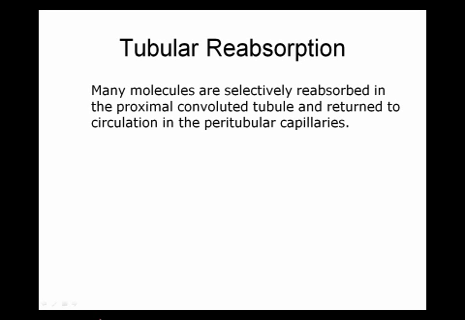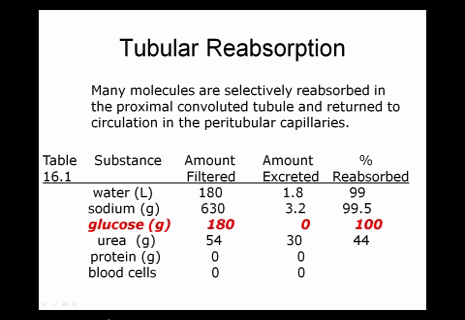Many molecules are going to be selectively reabsorbed. They are going to be pulled from the filtrate back into the blood. This begins in the proximal convoluted tubule, continues down through the loop of the nephron. So some molecules that originally were filtered, put into the trash, are going to be pulled back and reabsorbed into the blood in the peritubular capillaries.